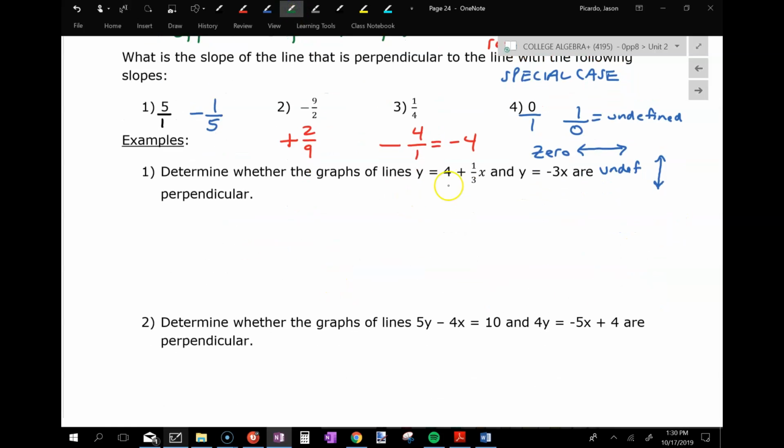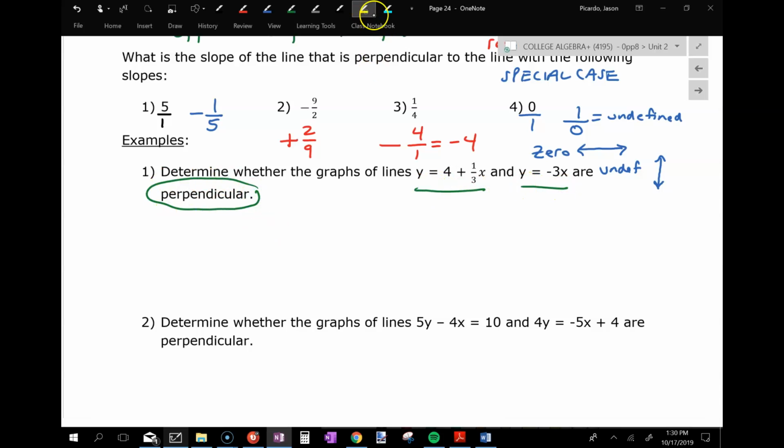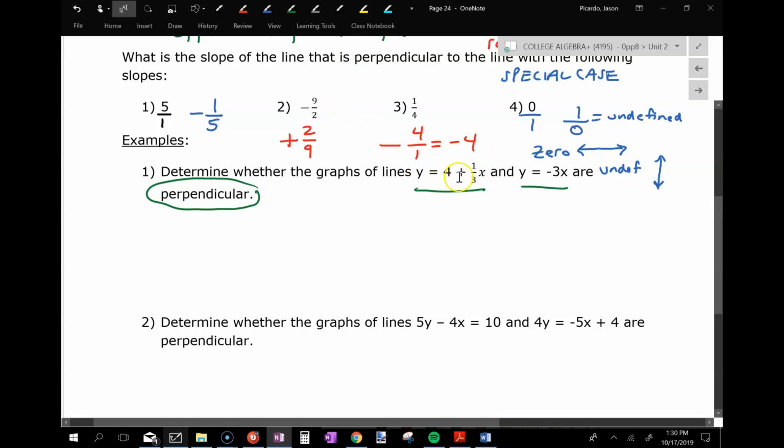So, example 1. I want to know if this line and this line are perpendicular. What's the slope of the first line? 1/3. What's the slope of the second line? -3. Well, if I take 1/3 and multiply it by -3/1, I get -1. So yes, they are.